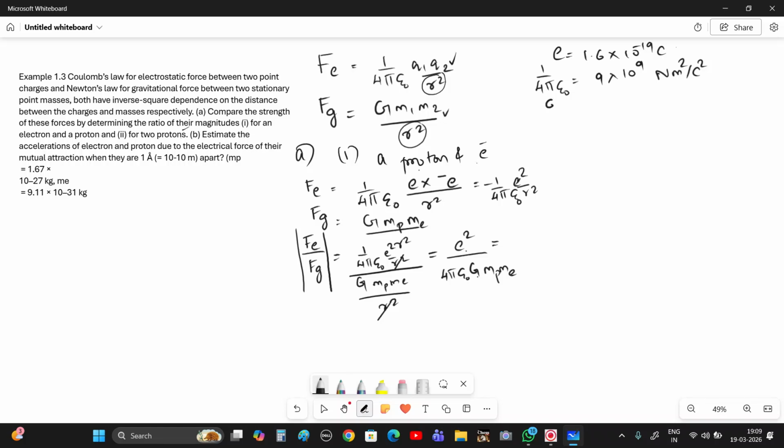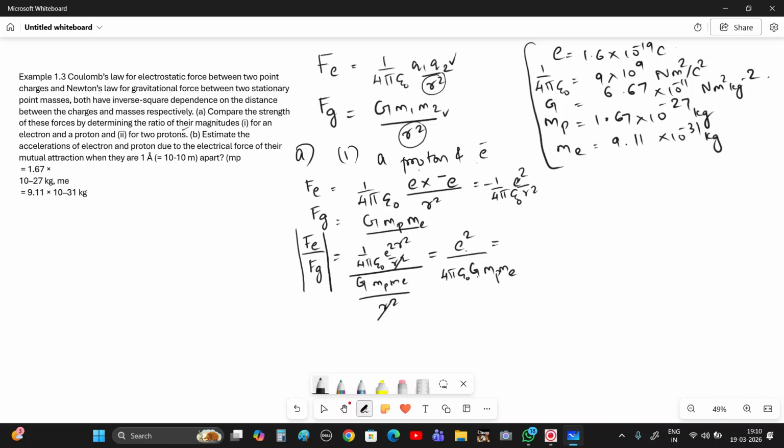Then G is there, right? For G, the value is 6.67 into 10 raised to minus 11 Newton meter square kilogram raised to minus 2. That's the value of G. Then another thing is Mp and Me. The mass of the proton is given in the question: 1.67 into 10 raised to minus 27 kilogram. Me is the mass of the electron. It is 9.11 into 10 raised to minus 31 kilogram. So you have to substitute all these values.